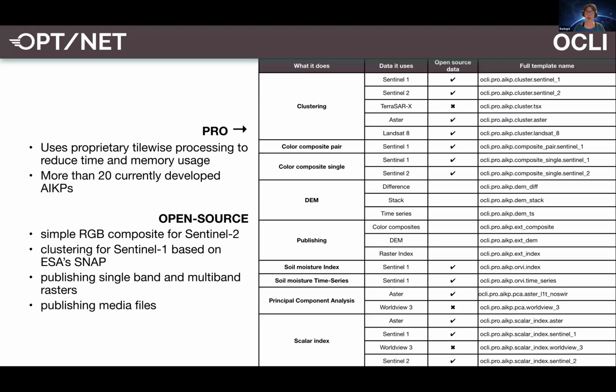So we have two types of our software, OCLI, the backend: a pro version and an open source version. What we are offering during the hackathon is this open source version. It has the structure and all the capabilities of the backend, but doesn't have as many knowledge packs as we have in our full pro version. The full pro version has more than 20 currently developed knowledge packs, and it uses a proprietary part of the code for tile-wise processing that reduces time and memory, but it is not part of the open source version that is being used now.